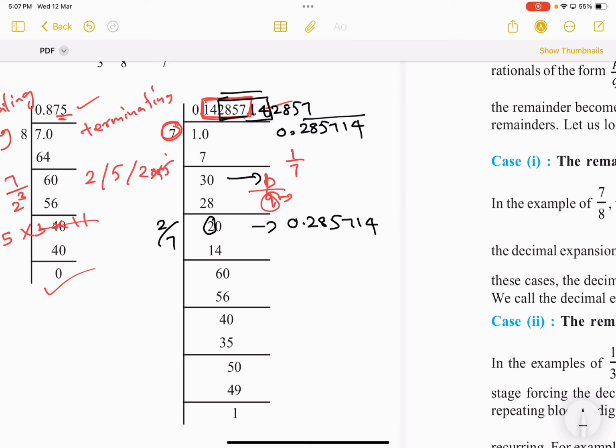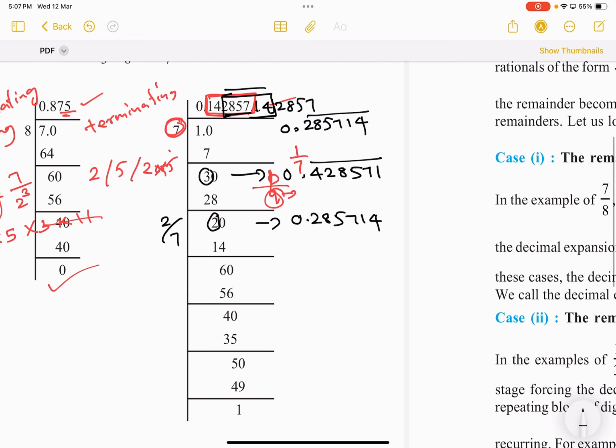Here, 3 is the remainder. So it is going to be 0.428571 bar. Understood? So what is the remainder you are getting here? Remainder 3, so you are dividing 3 by 7, right? What is the quotient starting from here? 4 7s are 28, so it is starting from here. This is the number going to repeat hereafter. So from 4 onwards you have to write everything.